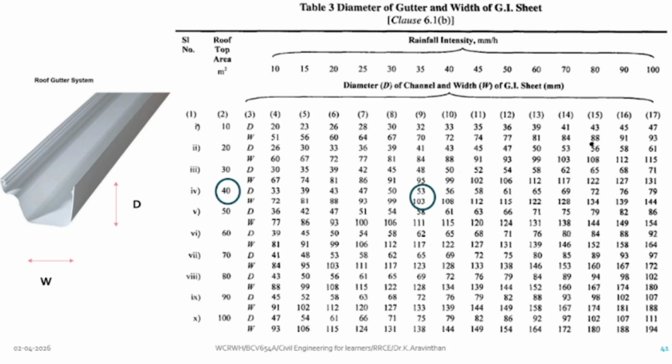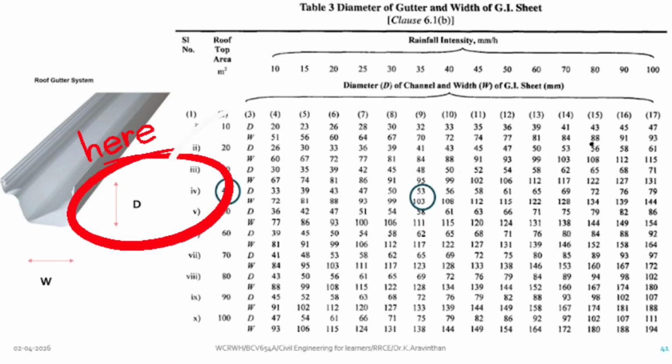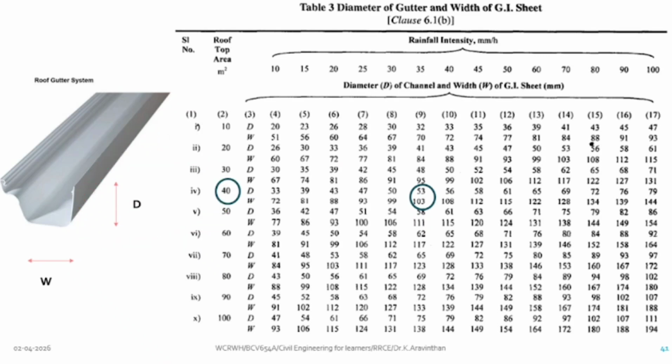They have given D and W. Sir, what are D and W? D is called diameter, W is called width. How much you should provide, they have given here. Example, if you are taking 40, how much width and depth you should take is given here. Rainfall in Bangalore is 890 mm. Is 890 mm of rainfall falling in one day? It is throughout the year. No, you should not design for throughout the year. You should design per hour.